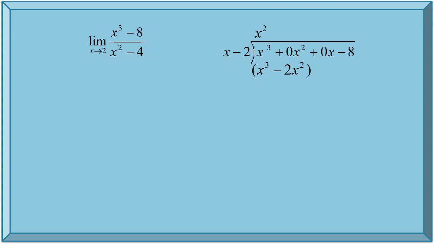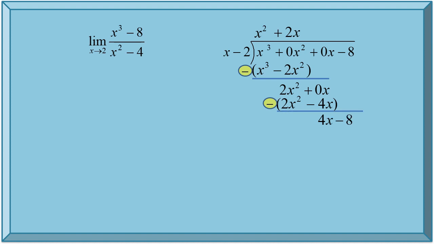x cubed minus 2x squared. So subtract this one, we get positive 2x squared. To get 2x squared, we have to multiply x with 2x. So we get 2x squared minus 4x. And then subtract this one, we get positive 4x. So 4x minus 8, we need to multiply by 4. So plus 4, so we get 4x minus 8. So the remainder will be 0.